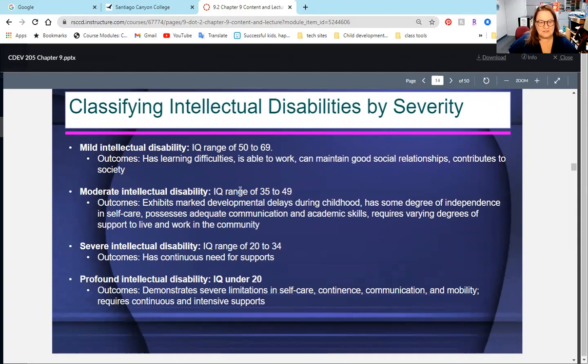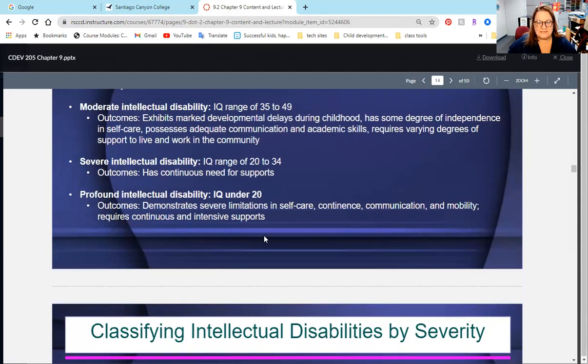So okay, most people who are identified with intellectual disabilities are way up at the top here. So out of these three categories, mild is the biggest one. So when we learned about Lori at the beginning, Lori's mild, right? And again, this profound piece, this right here, limitations in self-care. Continence means that they have to wear a diaper. Communication, most of the time they aren't communicative.